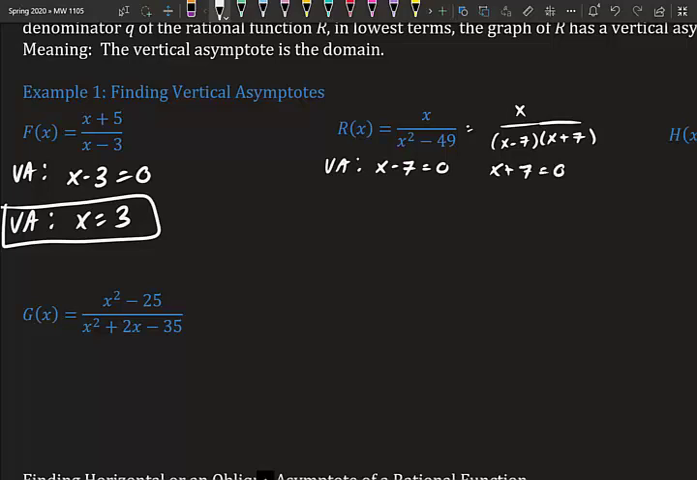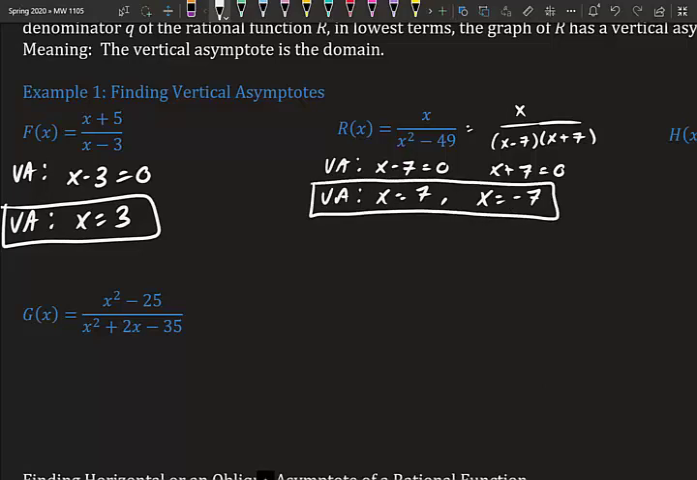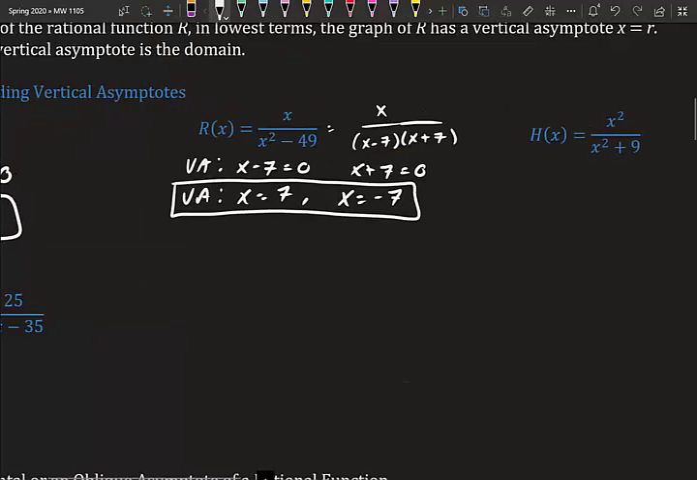So since we have two terms, we have x squared minus 49 equals 0. So we have our vertical asymptotes at x equals 7 and x equals negative 7. Again, at the end of the video, I'll show you what that really means, what it looks like, what we are talking about, and why that is the domain, okay?